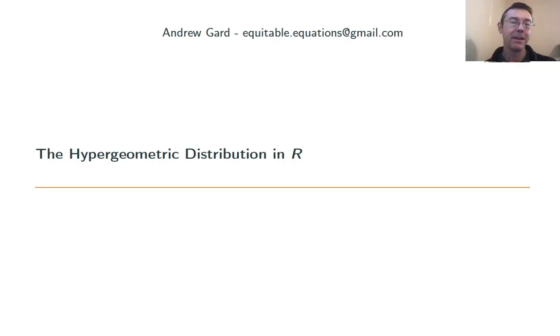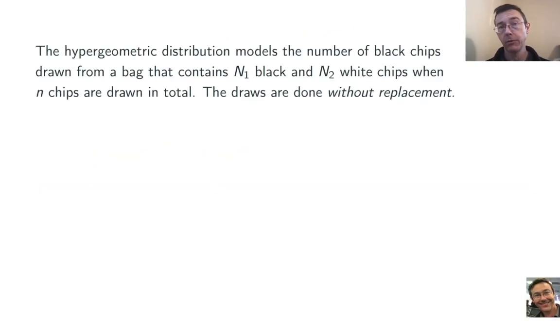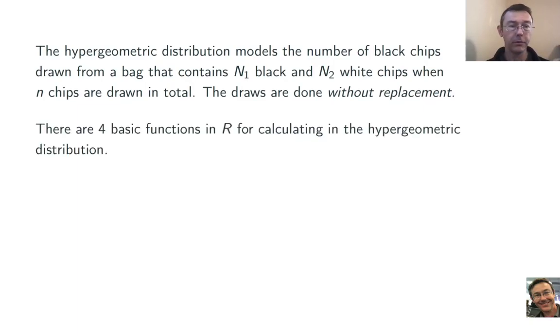Hey everybody. Today we're using R to do some computations in the hypergeometric distribution. Remember, the hypergeometric distribution models the number of black chips drawn from a bag that includes both black and white chips when n chips are drawn at random. This is distinguished from the binomial distributions in that these draws are done without replacement.